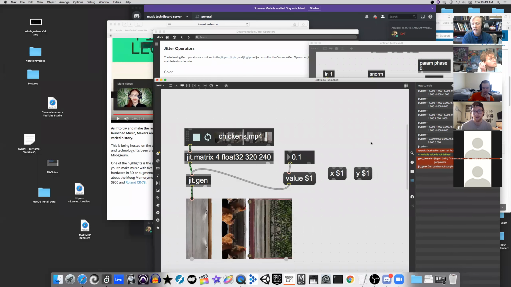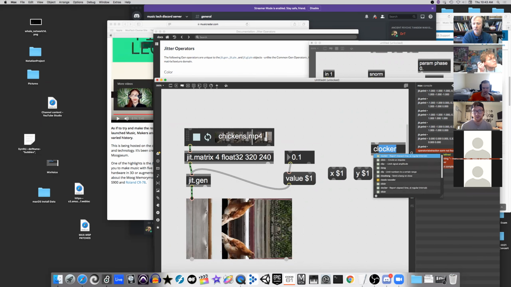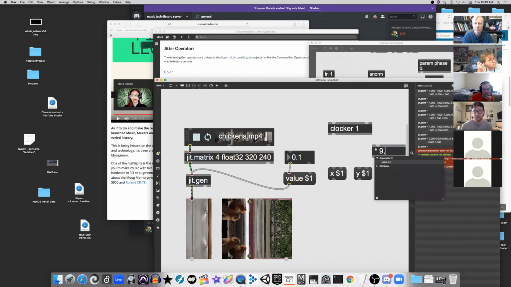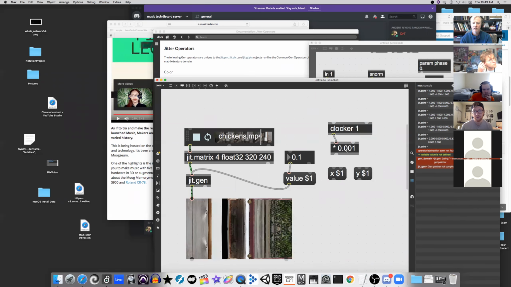And then we'll use a clocker and multiply by 0.001 or something. Just going to make this count a little slower. And turn it on. We'll run these values. Whoops, is that right?